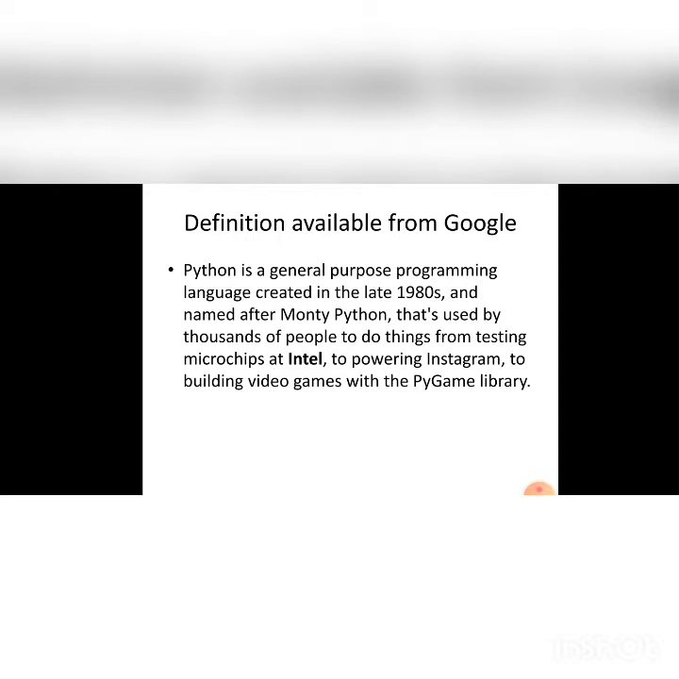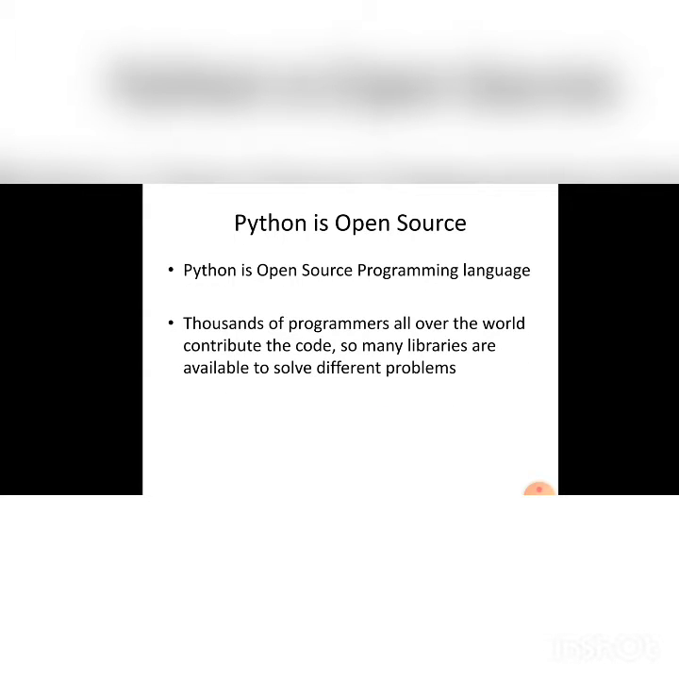It uses English keywords frequently, whereas other languages use punctuation, and it has fewer syntactical constructions than other languages. So let's see. Python is open source, of course. It is freely available. It is not license based, and it does not come with a cost. It is open source software, so we can download Python from python.org, the official website of Python. Thousands of programmers all over the world contribute code, so many libraries are available to solve different problems.